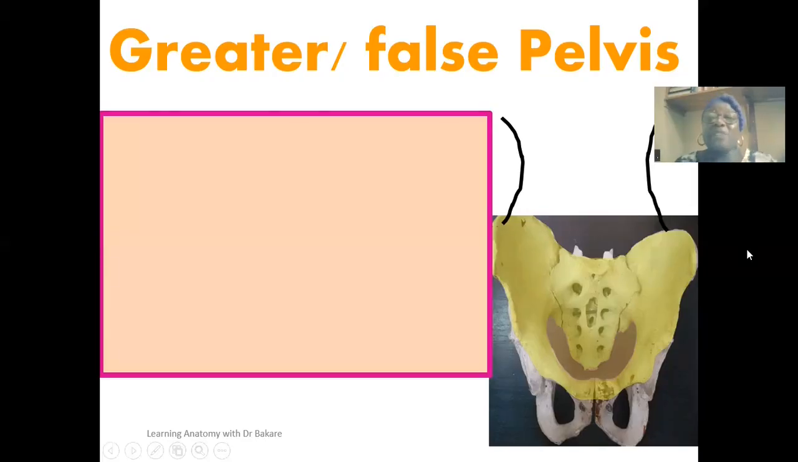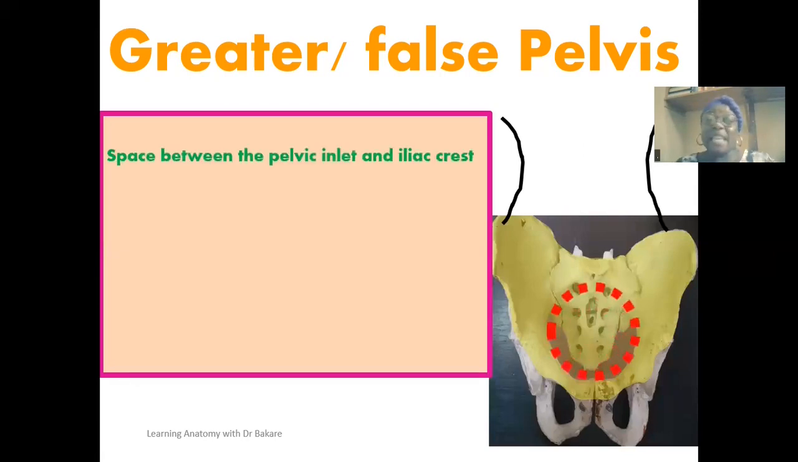So the greater pelvis, we say that it is the superior part of the pelvic cavity that is located above the pelvic brim or the pelvic inlet. This is where we have the pelvic inlet here, highlighted in dotted red. And this is what we say further subdivides the entire pelvic cavity into the greater pelvis above and the lesser pelvis below. For the greater pelvis, it is bounded inferiorly by this pelvic inlet.